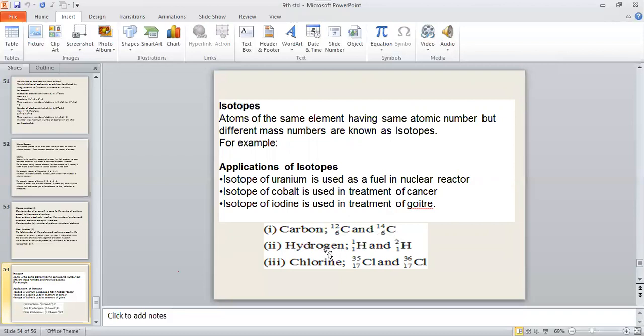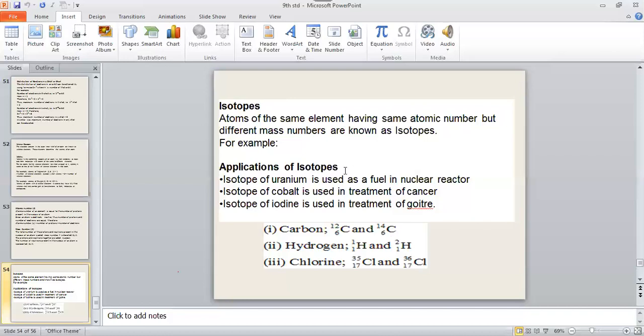Similarly, one more example, hydrogen. This is one hydrogen atom, and this is a second hydrogen atom. Atomic number 1, with mass number 1 and mass number 2. So the same atomic number, different mass numbers. These are called isotopes. So atoms of the same element having the same atomic number but different mass numbers are called isotopes. This is the definition of isotopes.